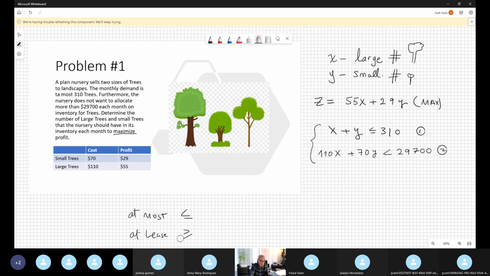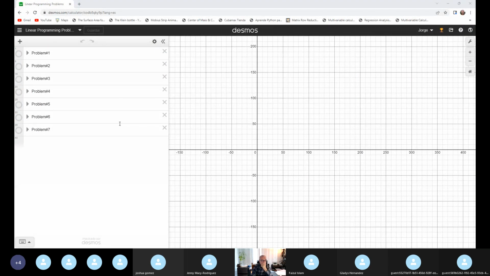Okay, now what should I do? Take a piece of paper? No. I go to Desmos. Let me try to find the linear programming word problems. Problem number one. Let me see if you can see it or not. Switching to the linear programming word problems Desmos script. Do you see that? Okay. Problem number one. Look at that.